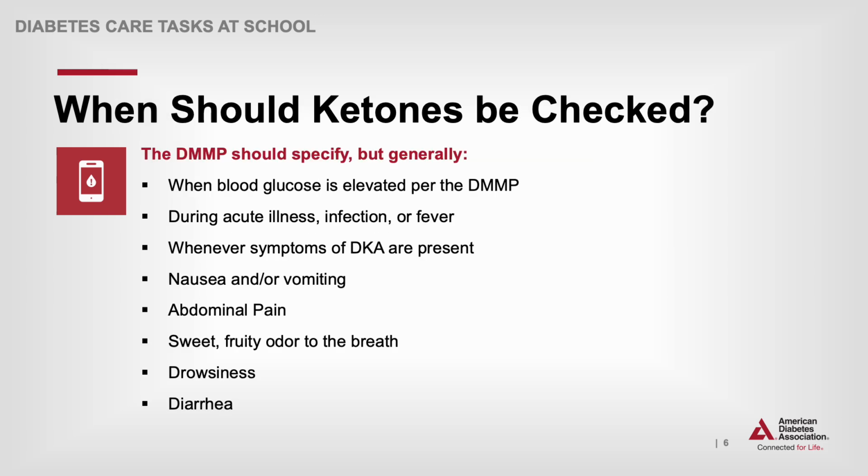The individual student's DMMP should specify when ketones are to be checked. Generally, ketones should be checked when repeated blood glucose readings are over the target range as specified in the care plan, during acute illness, infection, or fever, or if the student has any of the following symptoms of DKA, such as nausea, vomiting or diarrhea, abdominal pain, fruity breath odor, rapid breathing, thirst and frequent urination, and fatigue or lethargy.